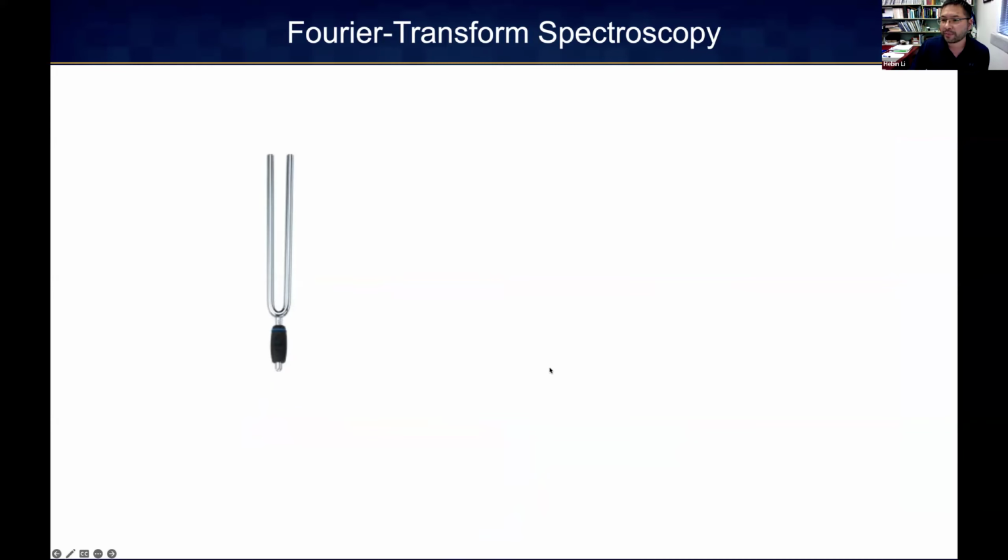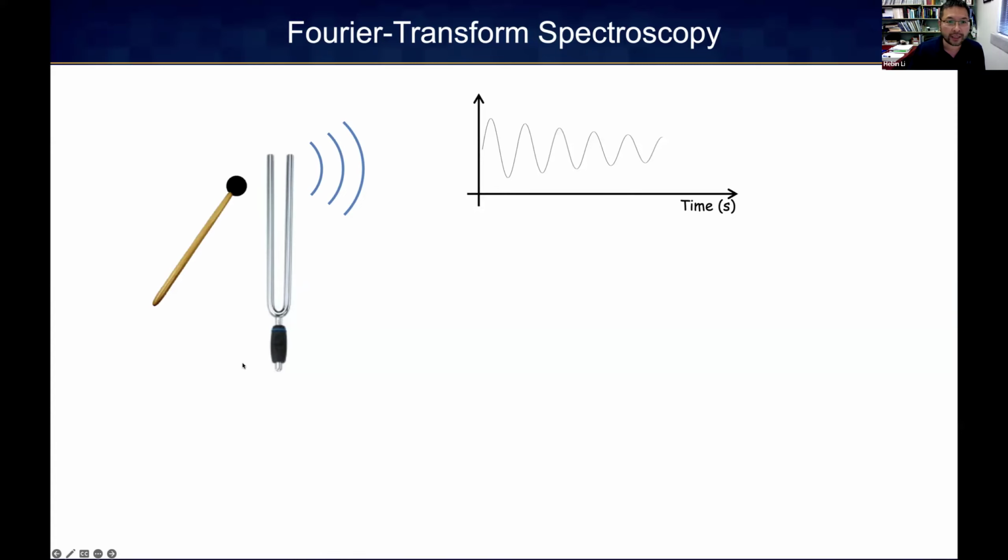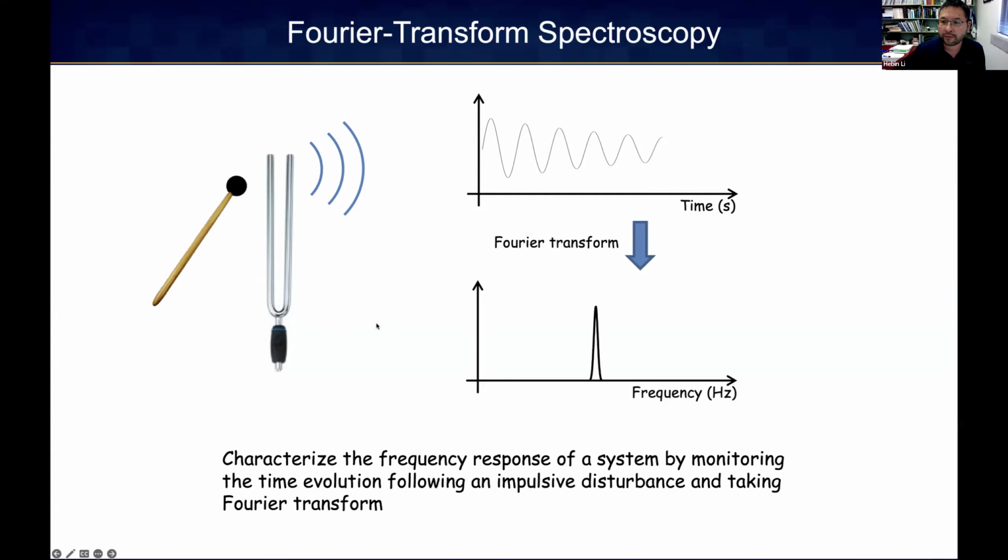What do we do if I have this tuning fork right here and I ask you to identify the natural frequency or frequencies of this tuning fork? The simplest way to do this is to hit it with a hammer, and then you record the sound over time. I'm oversimplifying this, so this is only a single frequency right here. Now you take a Fourier transform of this temporal signal, and that will give you a signal in the frequency domain, and that will tell you the natural frequency or frequencies of this tuning fork.